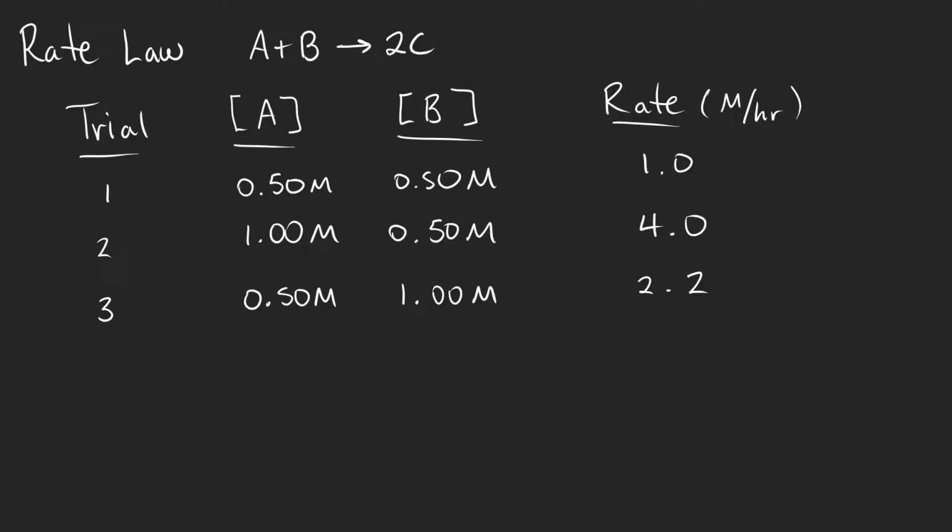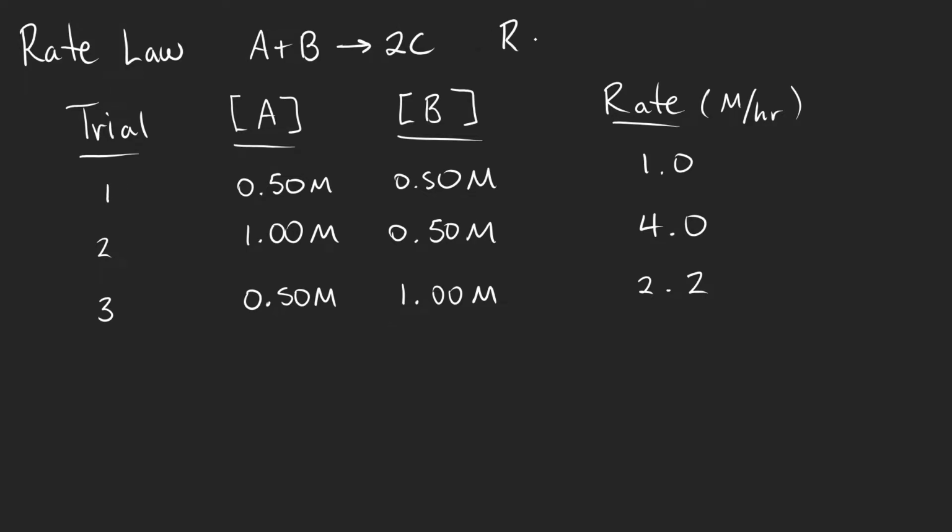Hi guys, so this is going to be a video on calculating the rate law. So the rate law of a chemical reaction describes the kinetics of the reaction, right? It describes how the reaction rate will change as you change around the concentrations of your reactants, right? So in this case, for this particular reaction, we have A plus B yielding 2C, right?